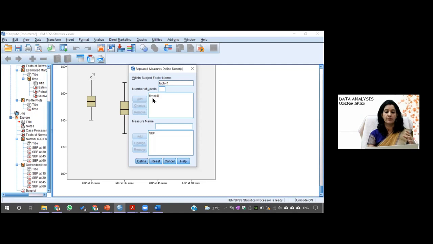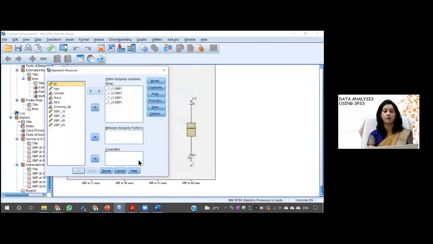I have pressed enter. If I reset this, you can see I can write here the factor as time, and I can write here the levels, and I'll add this. The measure which I want to do is the systolic blood pressure. So I'll add this. So you have to enter and add.